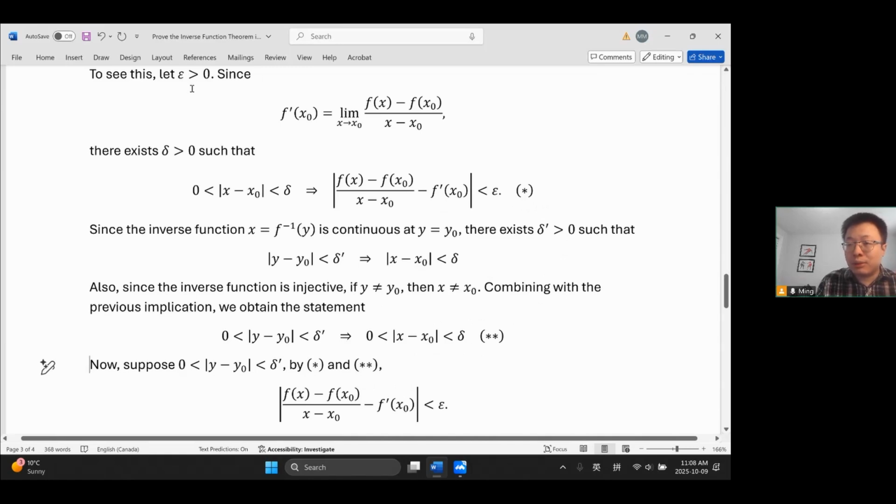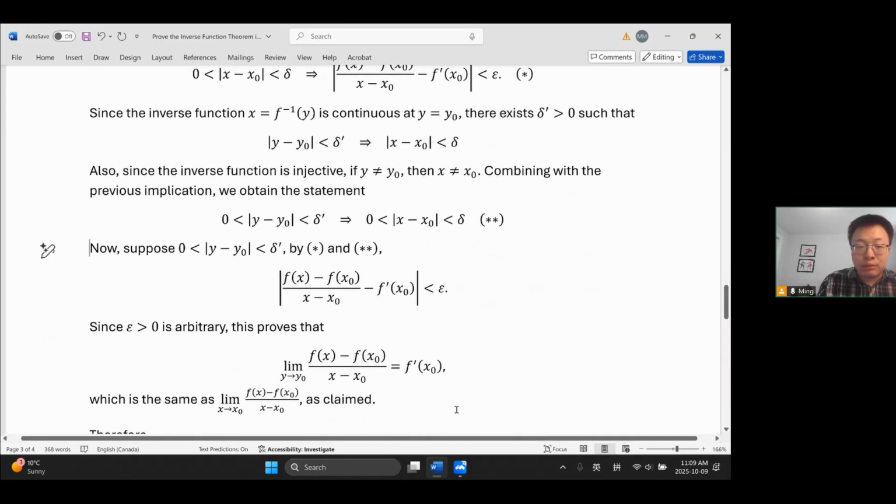And because this epsilon is arbitrary in the beginning, we have shown that for every epsilon greater than 0, there exists such a delta prime greater than 0, such that if the absolute value of y minus y naught is greater than 0 and less than delta prime, we have the absolute value of the difference quotient minus f prime of x naught is less than epsilon. Okay, I know this is a really long sentence, but there's no other way to it because that's literally the definition of limit.